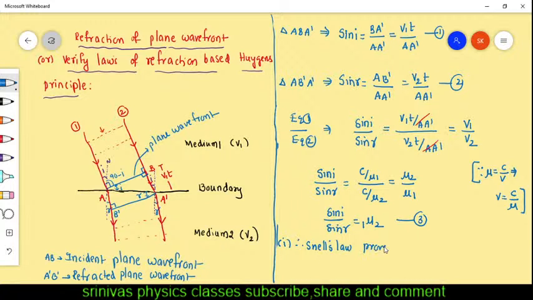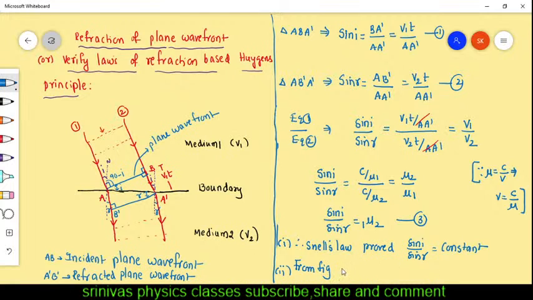Snell's law proved: sin i by sin r is equal to a constant, that is the refractive index of the second medium with respect to the first medium. The second law we also have to verify from the figure. From the figure, the incident wavefront is AB, the refracted wavefront is A dash B dash, and the normal drawn is N. All are in the same plane, the paper.